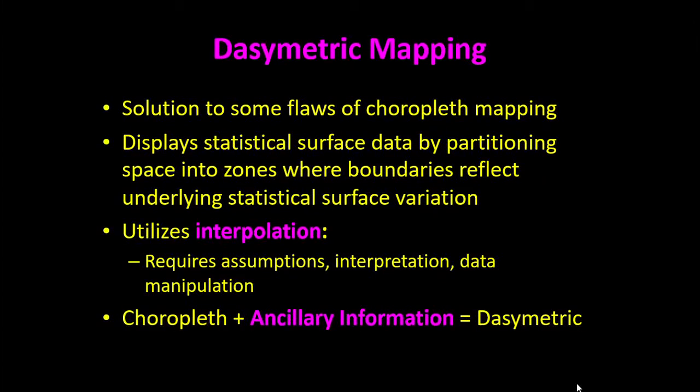Now let's talk about the purpose of this particular lecture. That's the dasymetric mapping technique. This is a solution to some of the flaws I just identified in the choropleth mapping technique. The idea here is that we're going to display statistical surface data by partitioning space into zones where the boundaries reflect the underlying statistical surface variation. Long definition. Go ahead and write it down and keep coming back to that as we flesh this out.